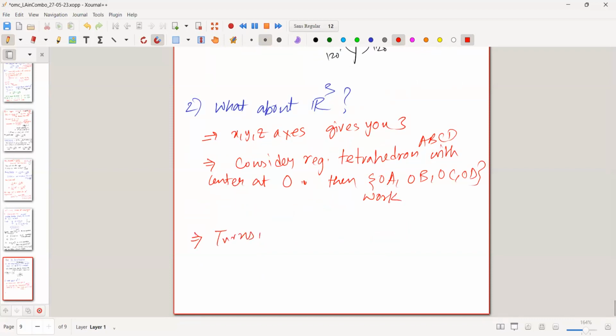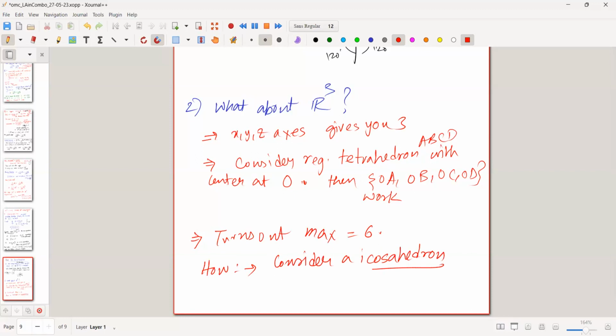So it turns out that the maximum value is actually 6. How do you get 6? Consider an icosahedron. This is kind of non-obvious. An icosahedron has 12 vertices.